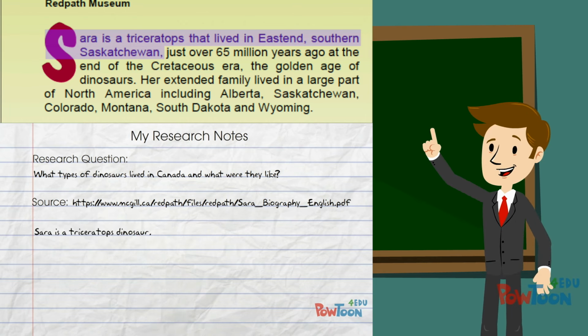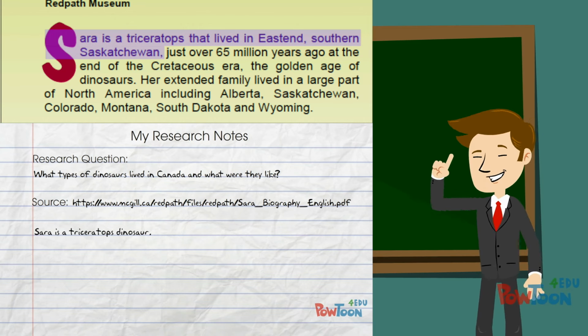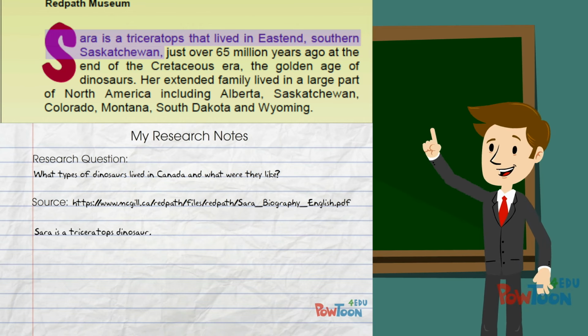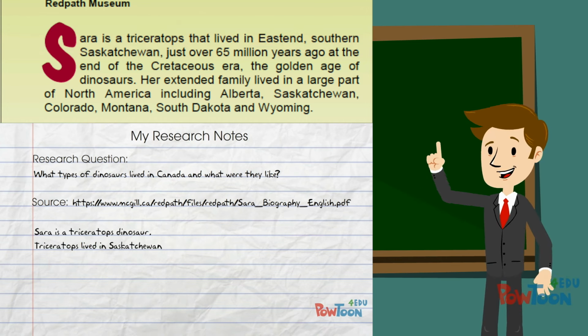It also says that she lived in a place called East End in southern Saskatchewan. East End is probably not as important as the name of the province it is in, so we will not write that part down in our notes. But we will write, they lived in Saskatchewan.